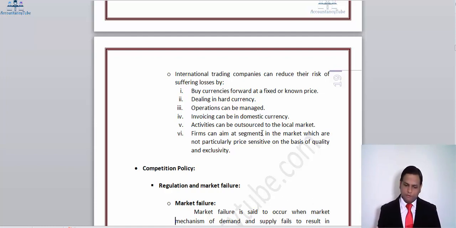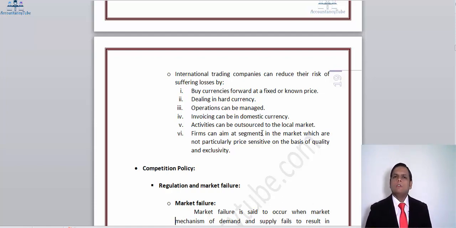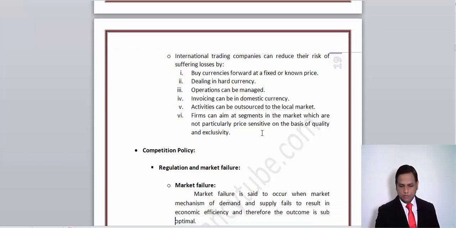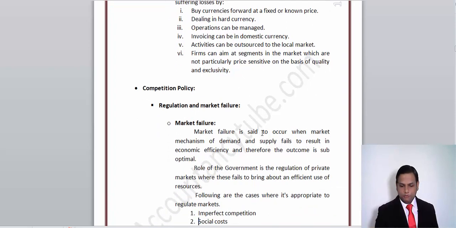Then we've got firms can aim at segments in the market which are not particularly price sensitive on the basis of quality and exclusivity. We can always focus on those areas of the market which are not particularly susceptible to the exchange rate fluctuations. Instead of covering a wide area of the market, we can focus on those areas. That's beneficial for the business.